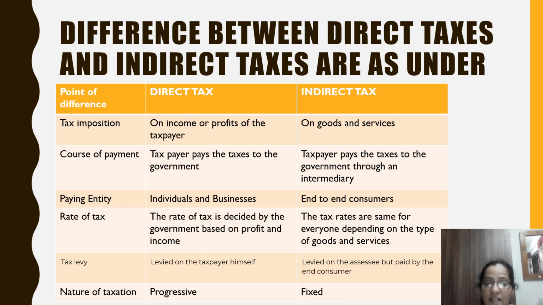Under paying entity, under direct tax, it is for individuals and businesses. Under indirect taxes, it is for end-to-end consumers. Then rate of tax. Under direct taxes, the rate of tax is decided by the government based on the profit and income. Under indirect tax, the tax rate is the same for everyone depending on the type of goods and services.